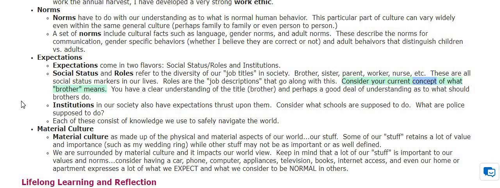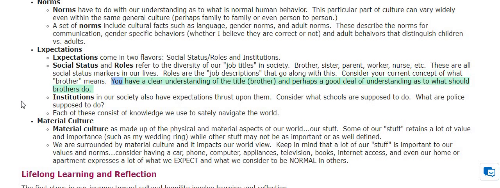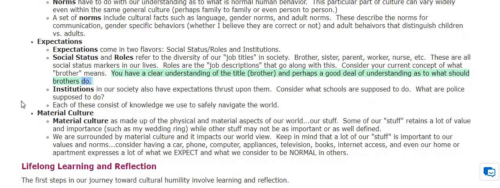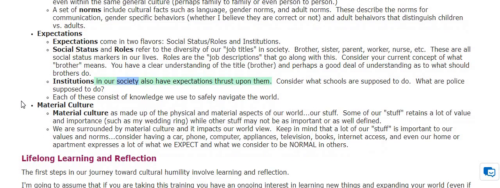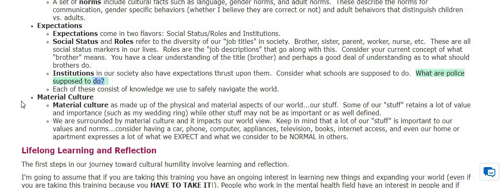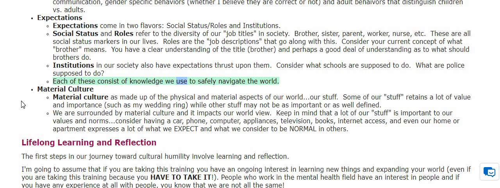Consider your current concept of what brother means. You have a clear understanding of the title, brother, and perhaps a good deal of understanding as to what brothers should do. Institutions in our society also have expectations thrust upon them. Consider what schools are supposed to do. What are police supposed to do? Each of these consist of knowledge we use to safely navigate the world.